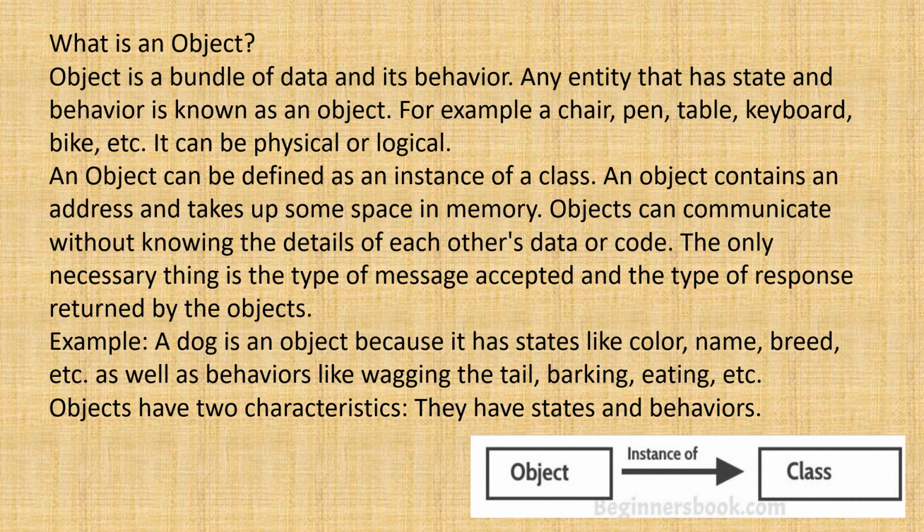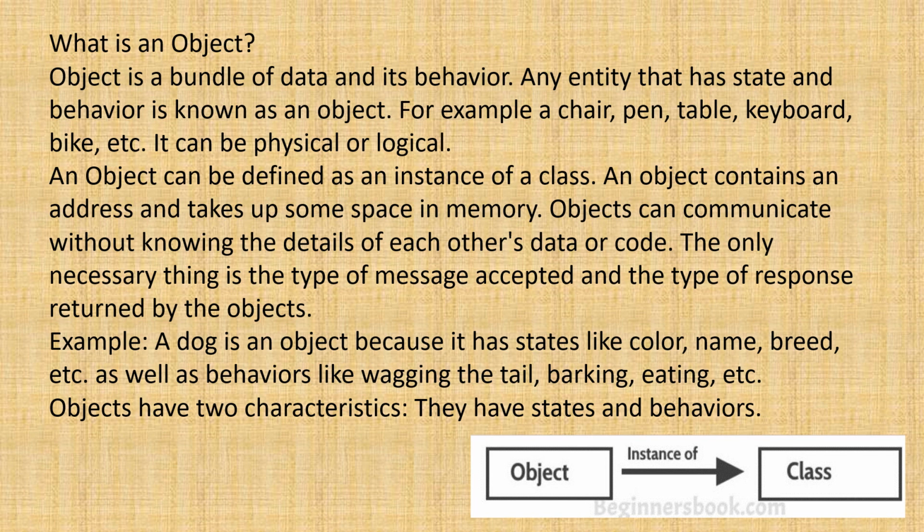An object can be defined as an instance of a class. An object contains an address and takes up some space in memory. Objects can communicate without knowing the details of each other's data or code. The only necessary thing is the type of message accepted and the type of response returned by the objects.